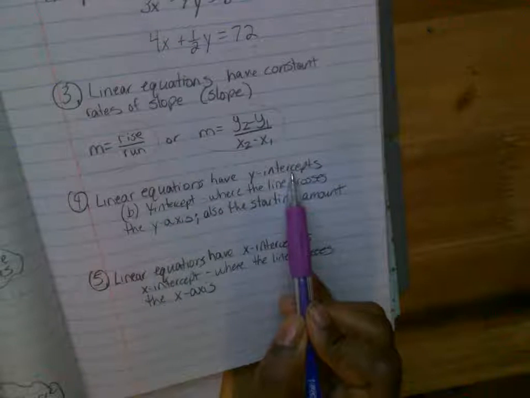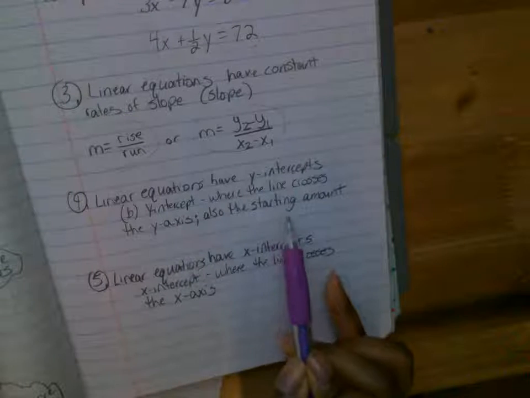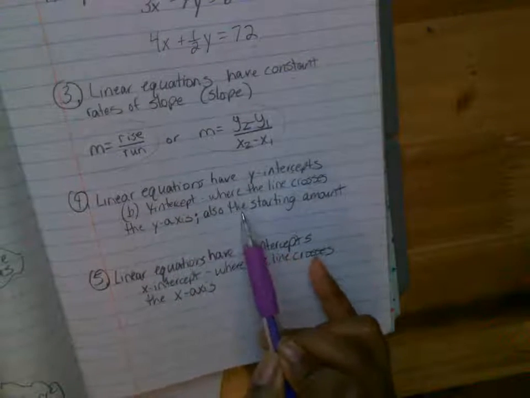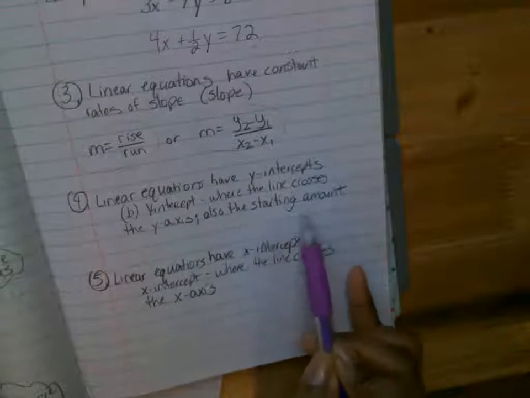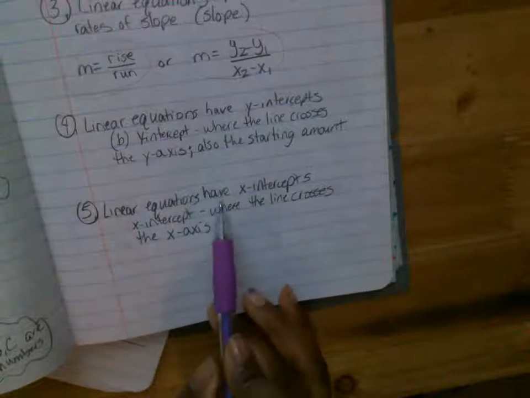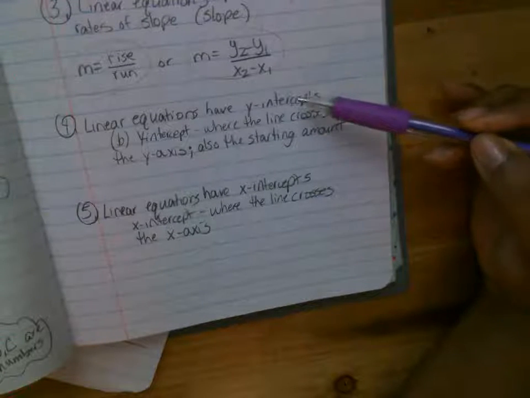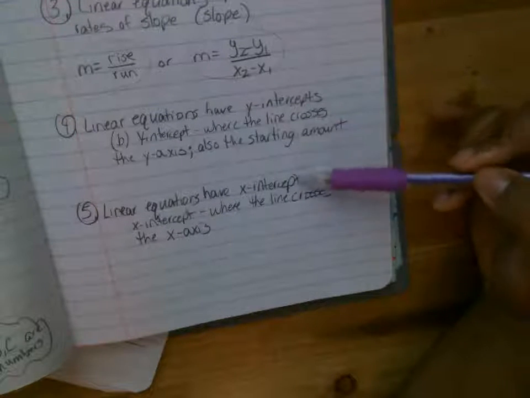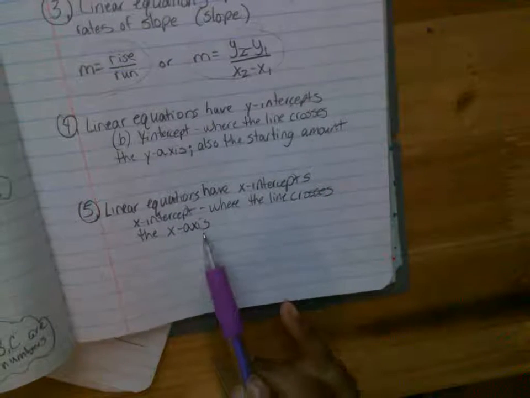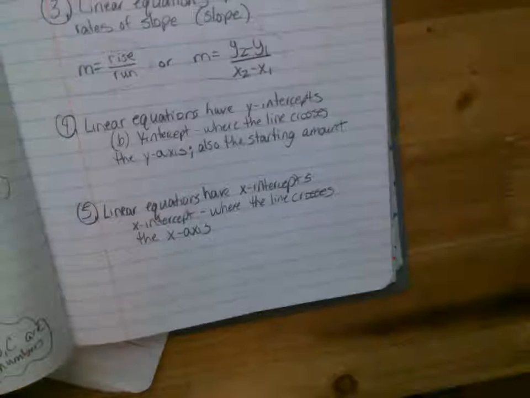Linear equations have starting amounts or y-intercepts. You need to know that the y-intercept is where the line crosses the y-axis, or in word problems, it's going to be the starting amount. Linear equations also have x-intercepts. Not all linear equations or straight lines are going to go through the x-axis or the y-axis, but they can. X-intercepts are where the line crosses the x-axis. Y-intercept is where the line crosses the y-axis.